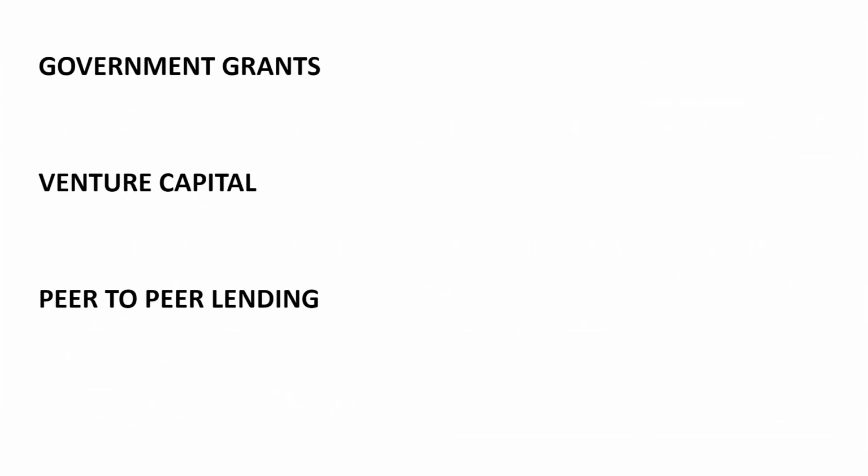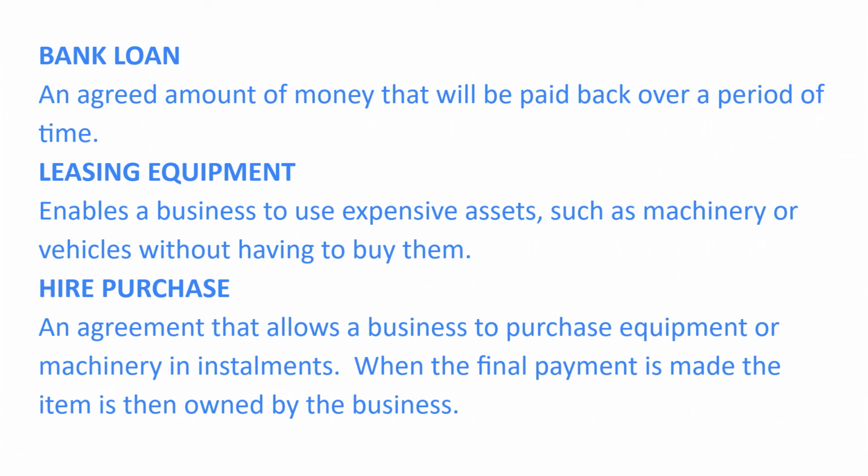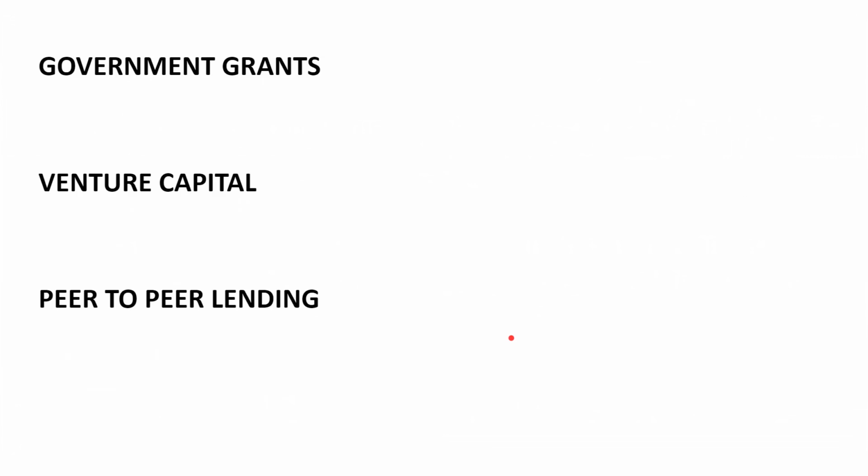Okay, and then we've got, sorry, almost moved on too quick. Right, okay, so we've got bank loan, so an agreed amount of money that will be paid back over a period of time. So that means that in terms of actually budgeting for it and putting in your cash flow statement, it's really easy to actually see whether you can afford it. Same with leasing, really, and a hire purchase agreement where you buy a machine or a car in installments over time. Okay, so now we've got government grants, we've got venture capital, and we've got peer-to-peer lending.